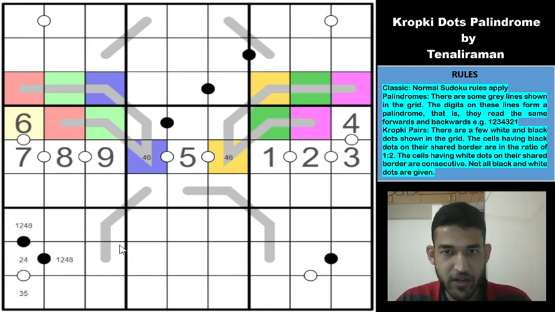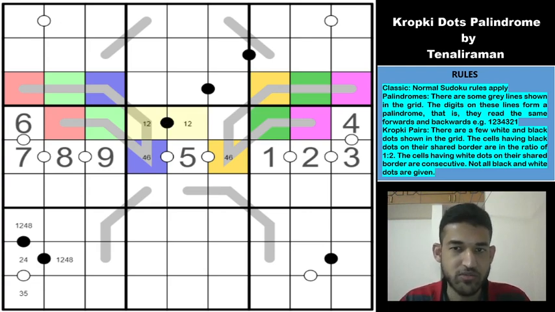So the next thing we can do is look at these 4 and 6 and look at the black dot now. So black dot has to have a ratio of 1:2. So it cannot be 3 and 6, it cannot be 4 and 8, it cannot be 2 and 4. Only possible option is 1 and 2.